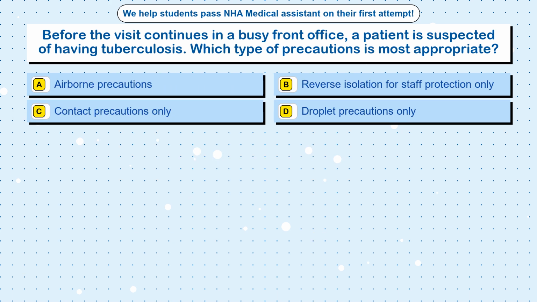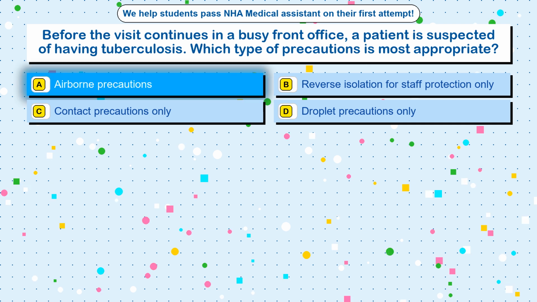Question 2. Before the visit continues in a busy front office, a patient is suspected of having tuberculosis. Which type of precautions is most appropriate? Option A. Airborne precautions. Option B. Reverse isolation for staff protection only. Option C. Contact precautions only. Option D. Droplet precautions only. The correct answer is option A.